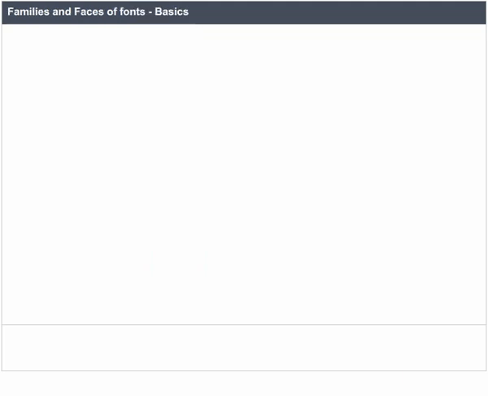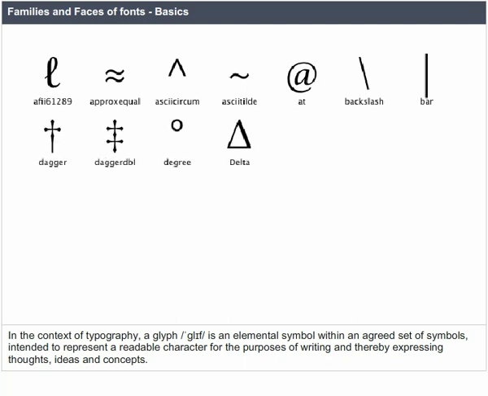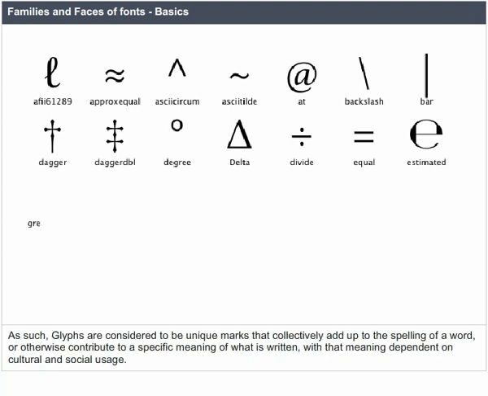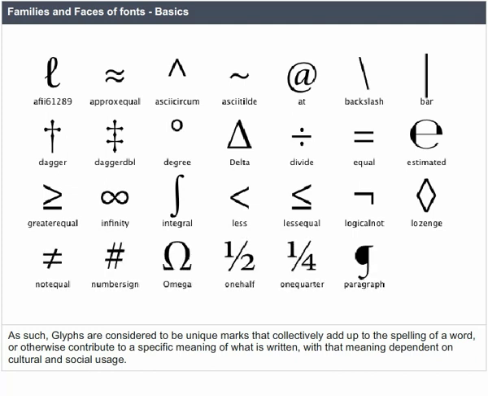Families and faces of fonts. Basics. In the context of typography, a glyph is an elemental symbol within an agreed set of symbols intended to represent a readable character for the purposes of writing and thereby expressing thoughts, ideas, and concepts. As such, glyphs are considered to be unique marks that collectively add up to the spelling of a word or otherwise contribute to a specific meaning of what is written, with that meaning dependent on cultural and social usage.